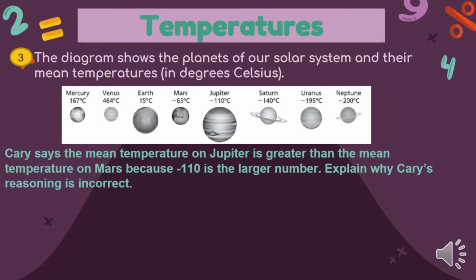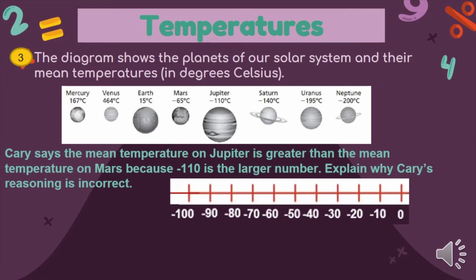Remember what we discussed about number lines? The negative number that is closer to 0 will be the larger number. So looking at the mean temperature on Mars, which is negative 65, and Jupiter, which is negative 110, let's decide which one is closer to 0. That's right, negative 65 is closer to 0.